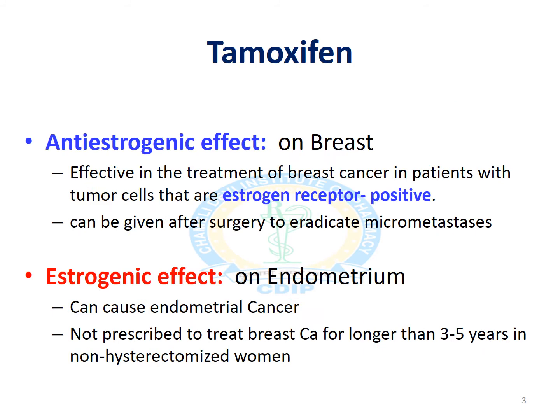First is Tamoxifen. On the breast, Tamoxifen has anti-estrogenic activity, and on the endometrium wall, it has an estrogenic effect. On the breast, it is effective in the treatment of breast cancer in patients with tumor cells that are estrogen receptor positive. Because of its anti-estrogenic effect, it has been categorized as a chemotherapeutic agent for breast cancer, and it can be given after surgery to eradicate the metastatic form.